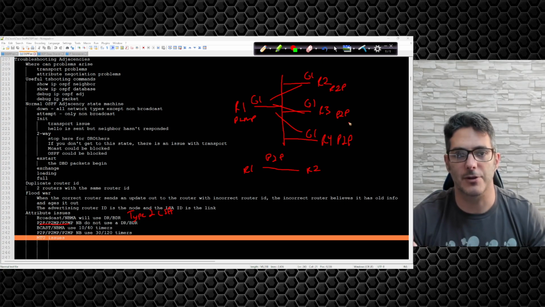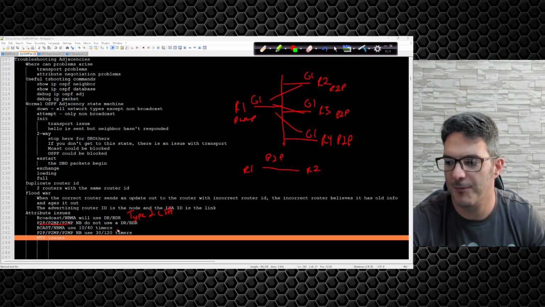So in those particular cases, you don't need a DR, right? Because you don't need to. You're going to be forming an adjacency with one specific device. That's the whole point here. It's going to be one specific device.